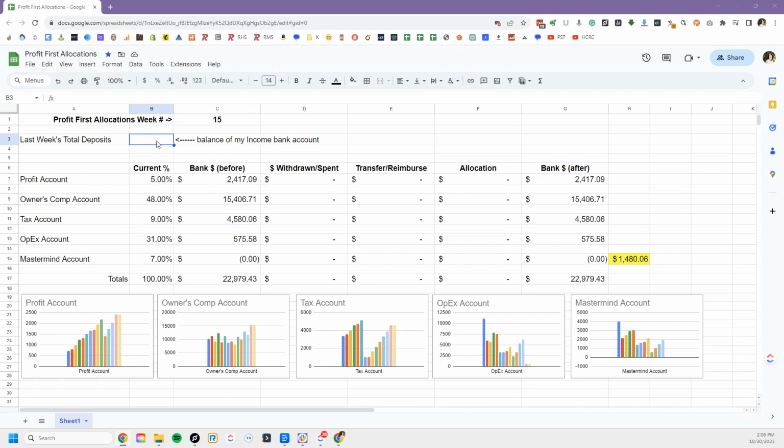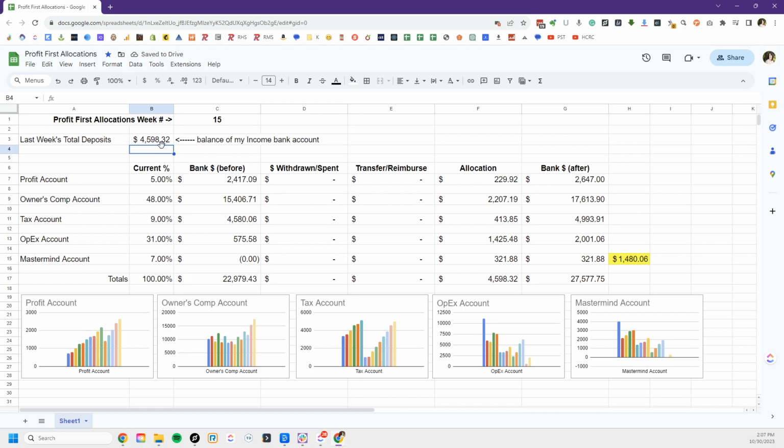So let's jump in. Last week's deposits, I had $4,598.32. Okay, last week I had $4,598.32 that was deposited. And now that's the net.